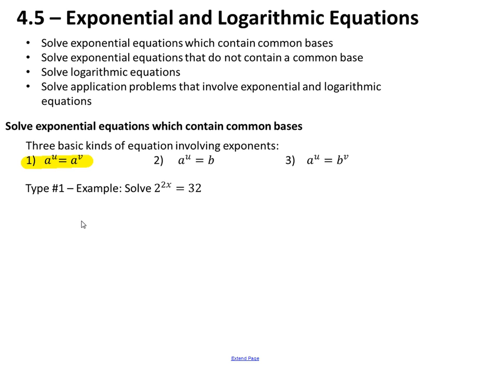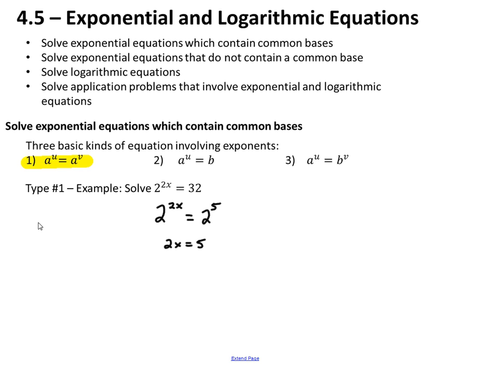So what does that mean for us? If we take 2 to the 2x equals 32, this is actually an example of this kind of problem because, well, what do we say? That 32 is a power of 2, right? It's 2 to the 5th power. 2 times 2 times 2 times 2 times 2 is 32. So what do we say? Well, that means then that 2x must equal 5.